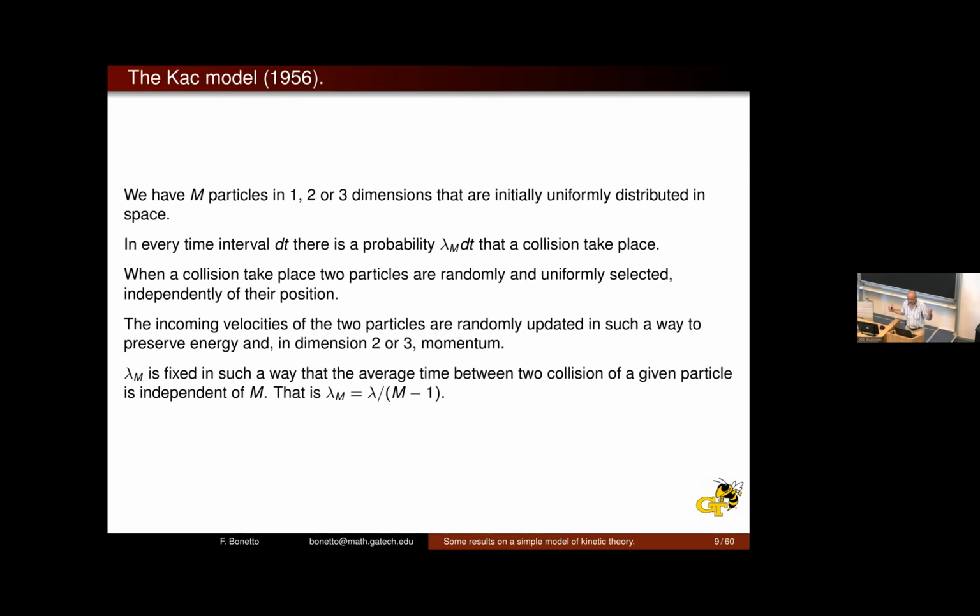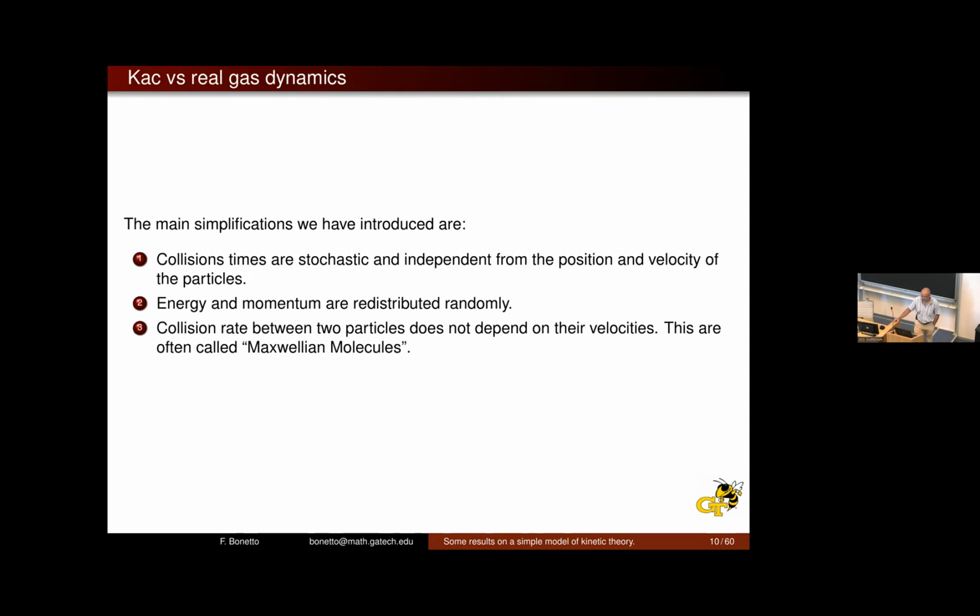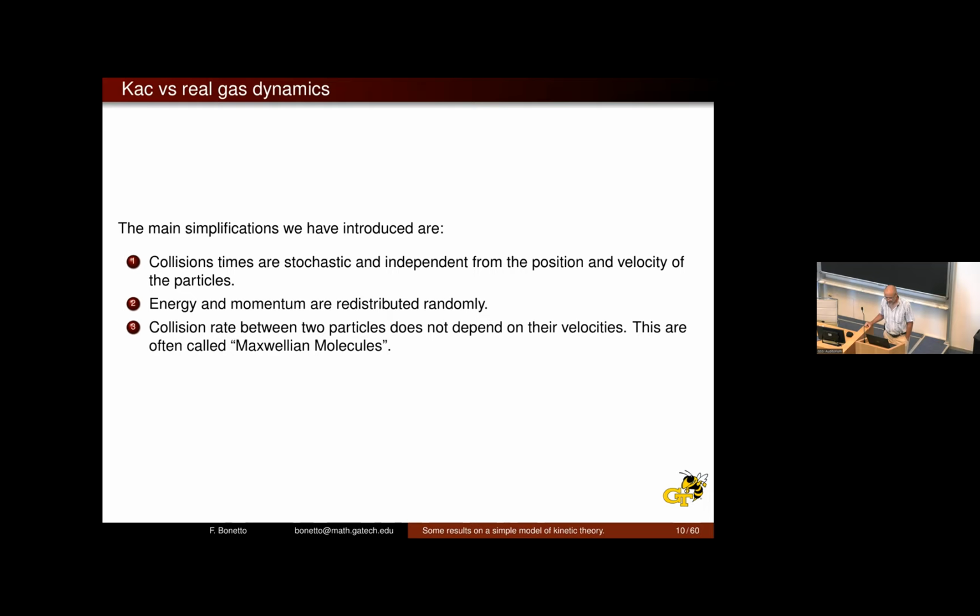And the main simplification we have introduced here is that collisions are stochastic and independent from the position and velocity of the particle. Clearly, the energy and momentum are distributed randomly. And these are the two simplifications that are evident to start. There is another one that is very important, which is that the collision rate does not depend on velocity. If you are in a realistic gas, you expect that a very fast particle will collide more than a very slow one. And this has been wiped out.